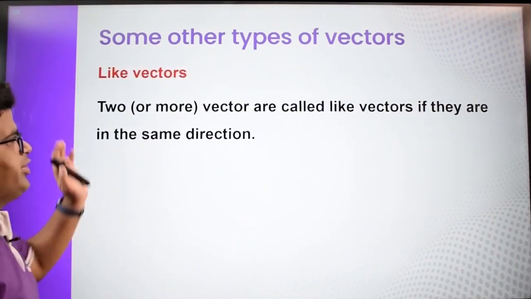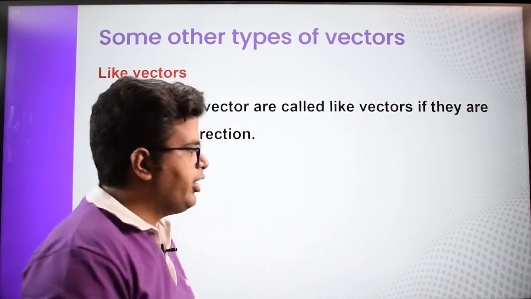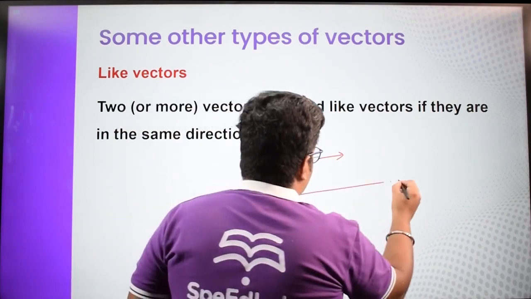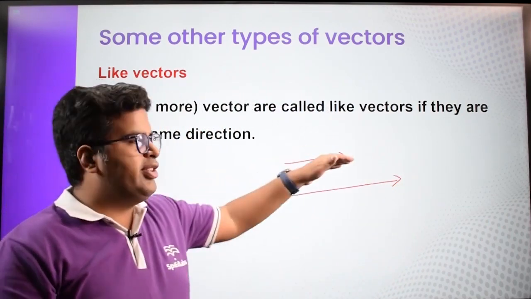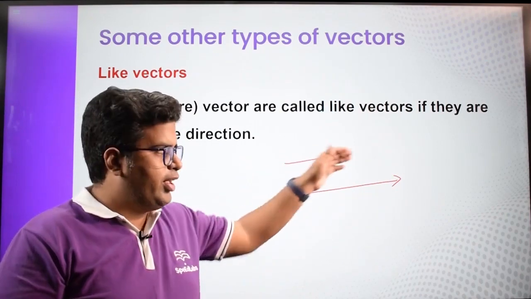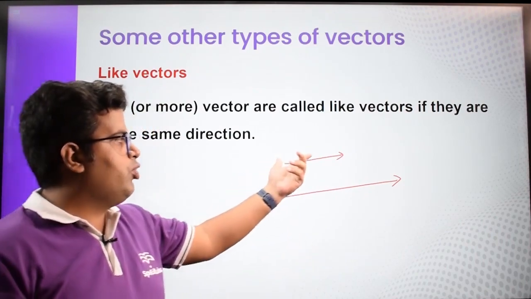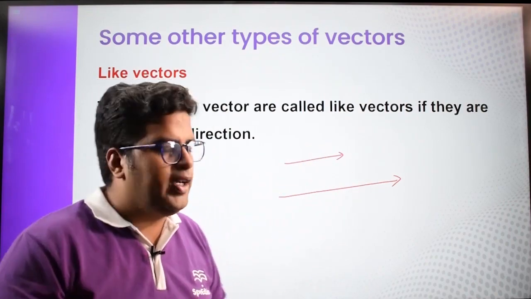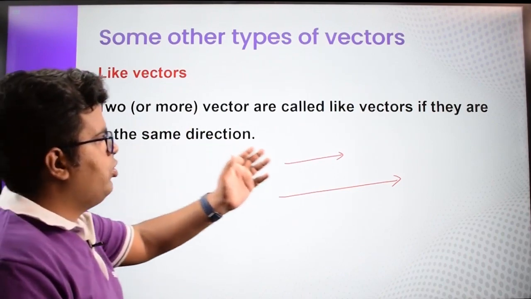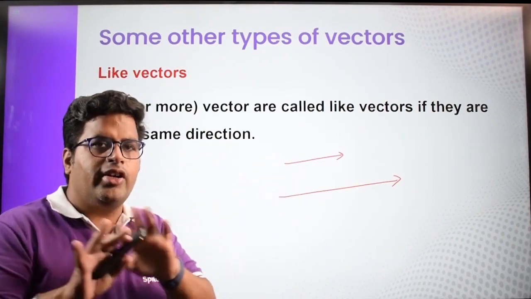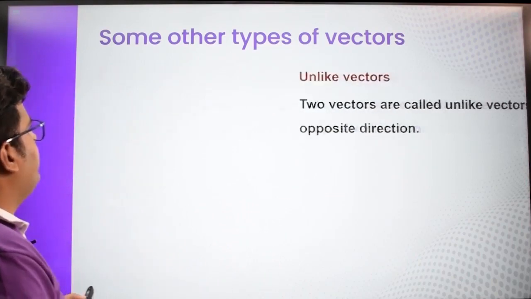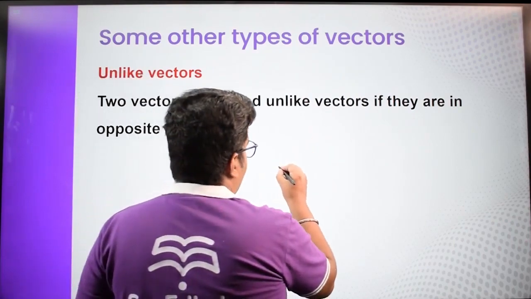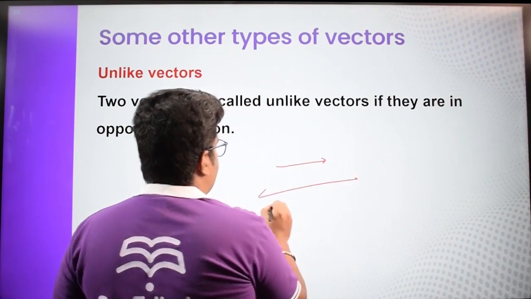Now we have another term, that is like vectors. Now what are like vectors? Suppose we have this one as your first vector and this one as your second vector. If they are in the same direction, irrespective of magnitude, one small, one big, it doesn't depend on magnitude, only if the direction is the same, then they are going to be your like vectors. So two vectors are said to be like if they are in the same direction irrespective of magnitude. Next one, what are unlike vectors? Two vectors are said to be unlike if they are in opposite direction irrespective of magnitude.